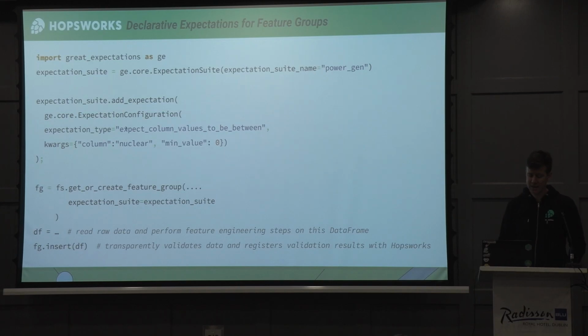So in this case, I have an expectation called expect column value to be between, and then the kwargs are the name of the column and then the minimum value. So obviously I should add a maximum value there because I just hacked this out. And then I attach this to a feature group. So when I get or create a feature group, when I create it for the first time, I can say this is the expectation suite that's associated with it. And every time I insert my data frame, it's going to run those data validation checks, and it'll register the data validation results with Hopsworks. So I get them from there.